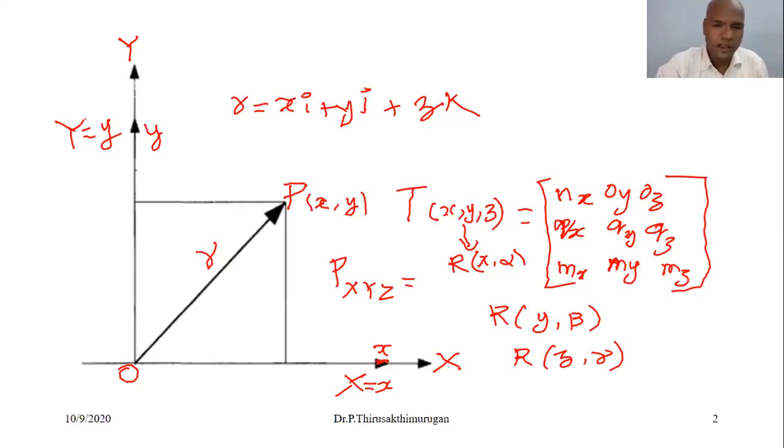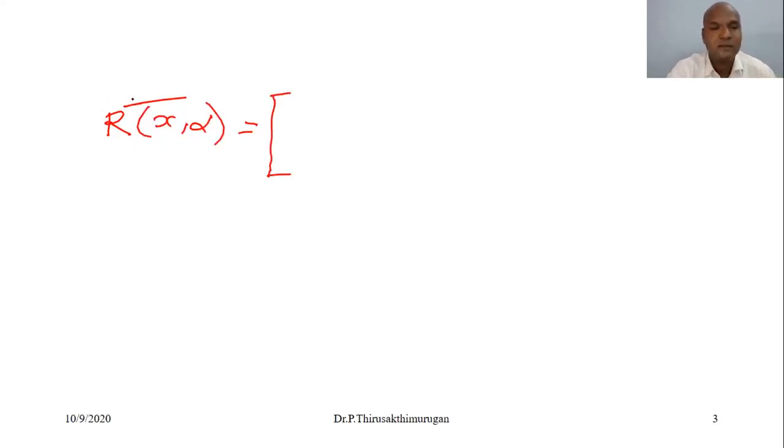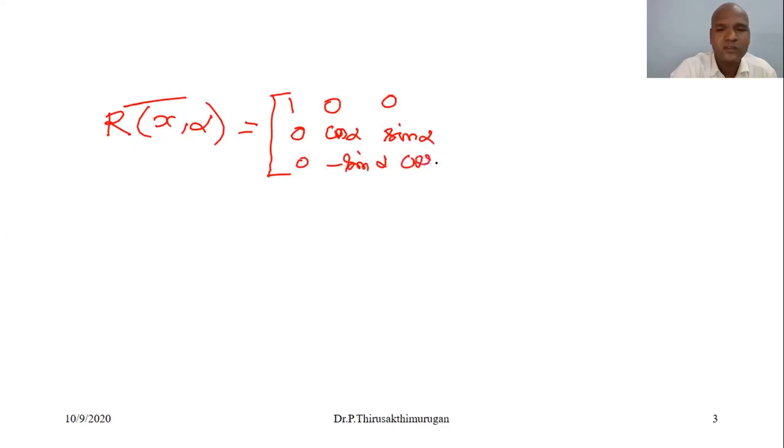Let us see the matrices. R of x comma alpha equals a matrix. This is the rotation matrix about the x-axis, making an angle alpha. So: 1, 0, 0; 0, cos alpha, sin alpha; 0, minus sin alpha, cos alpha.